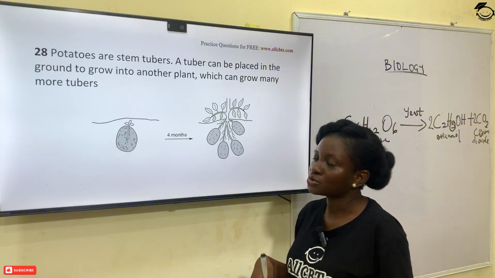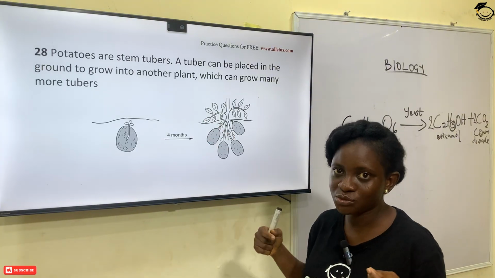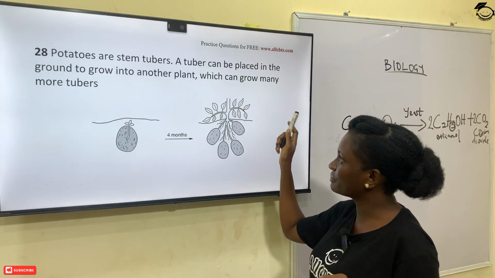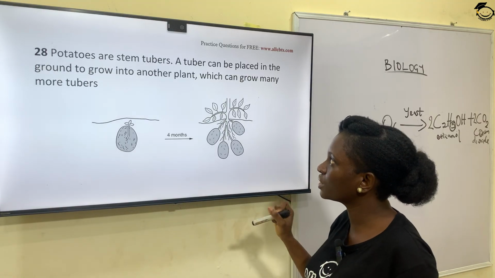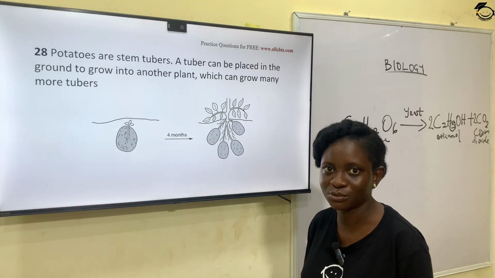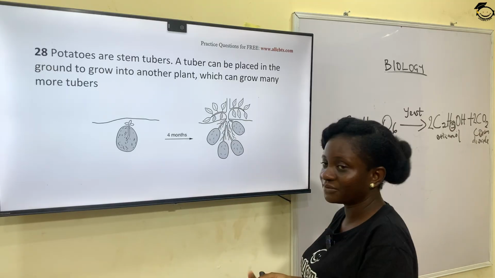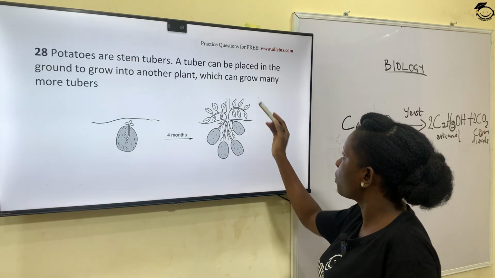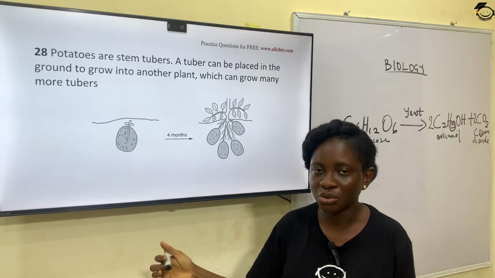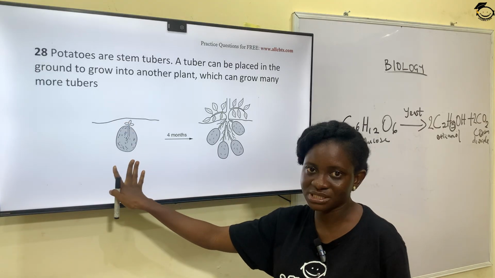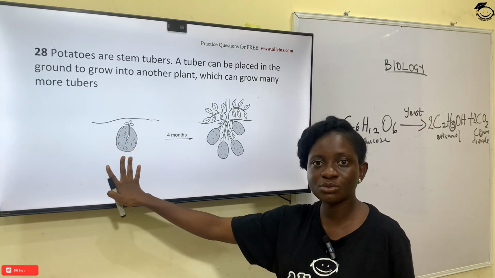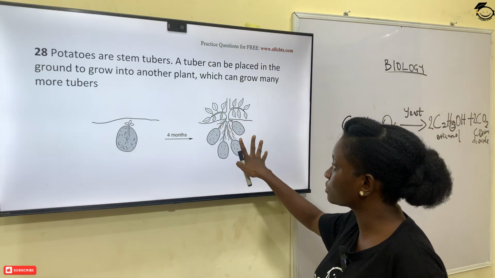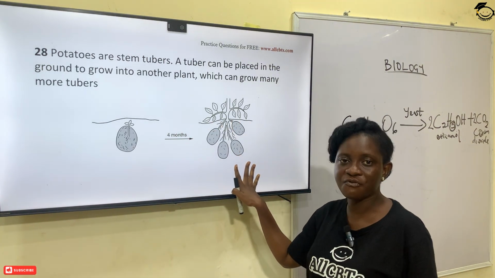Option B. So 28, potatoes are stem tubers, right? A tuber can be placed in the ground to grow into another plant. Once you plant a potato, it definitely grows into another plant, which can grow many more tubers. So that is what is represented here. A tuber of potato is planted, and this is what we have after 4 months.